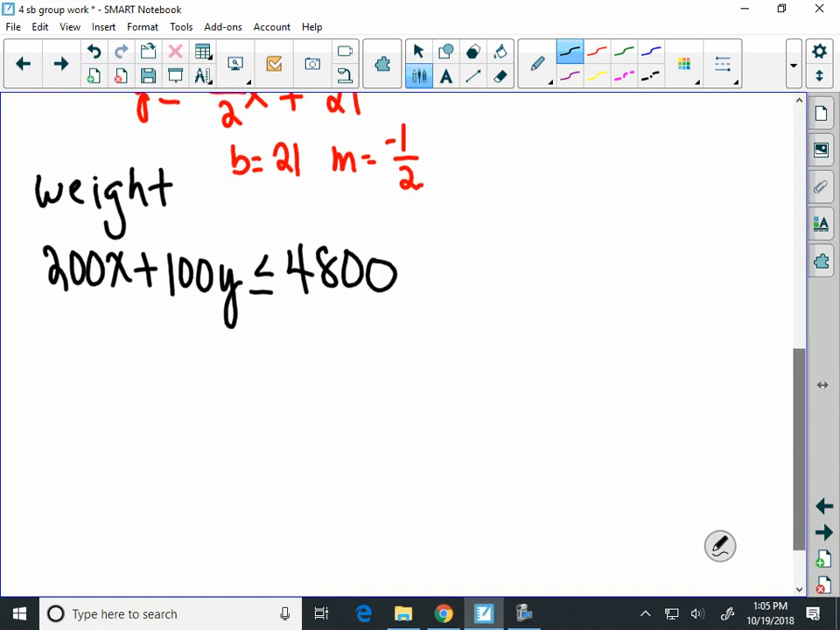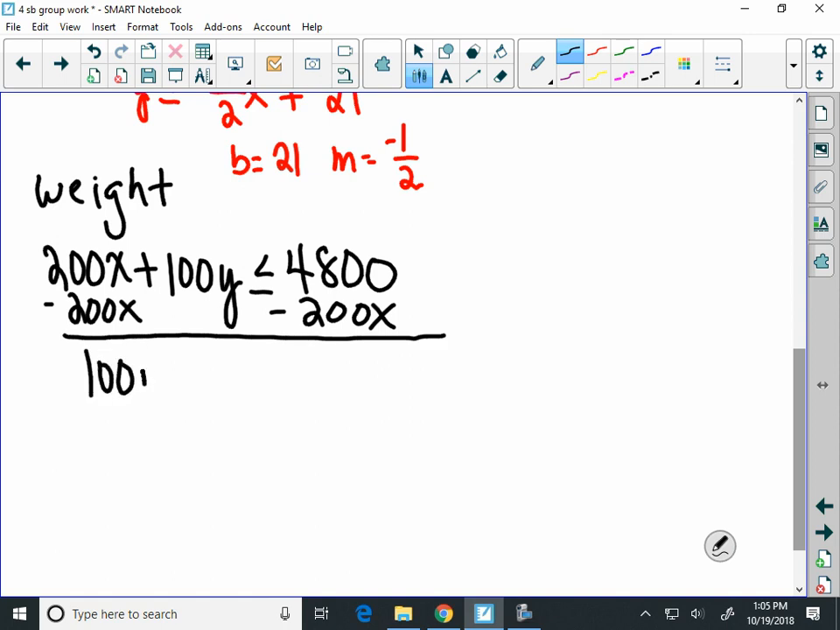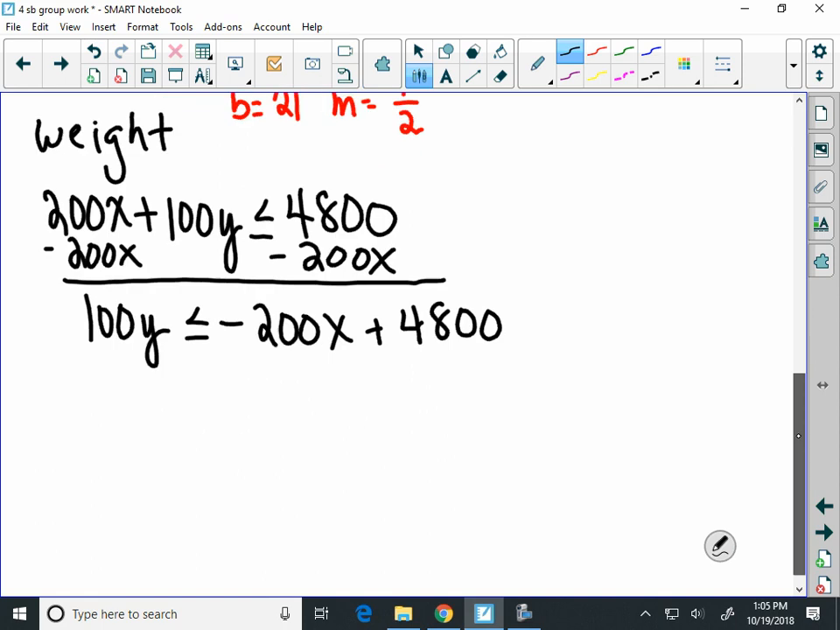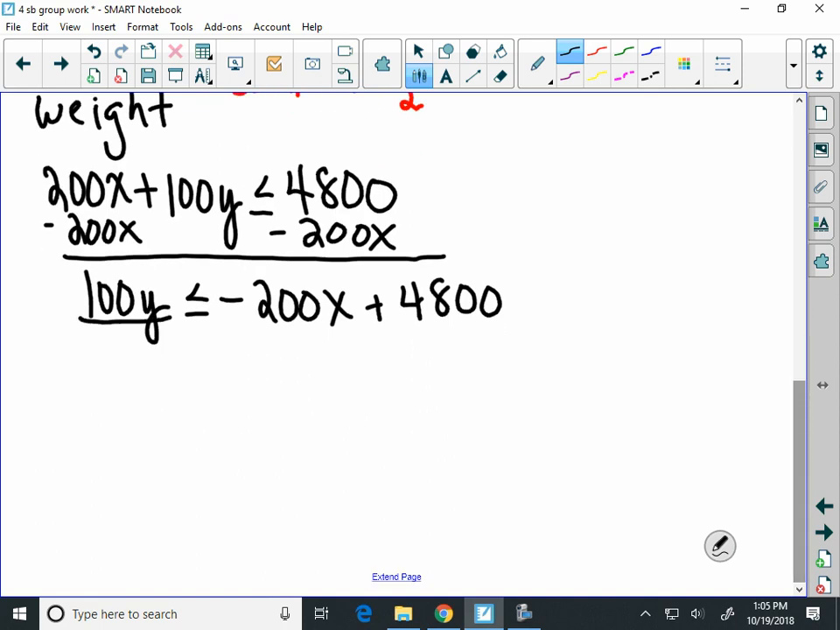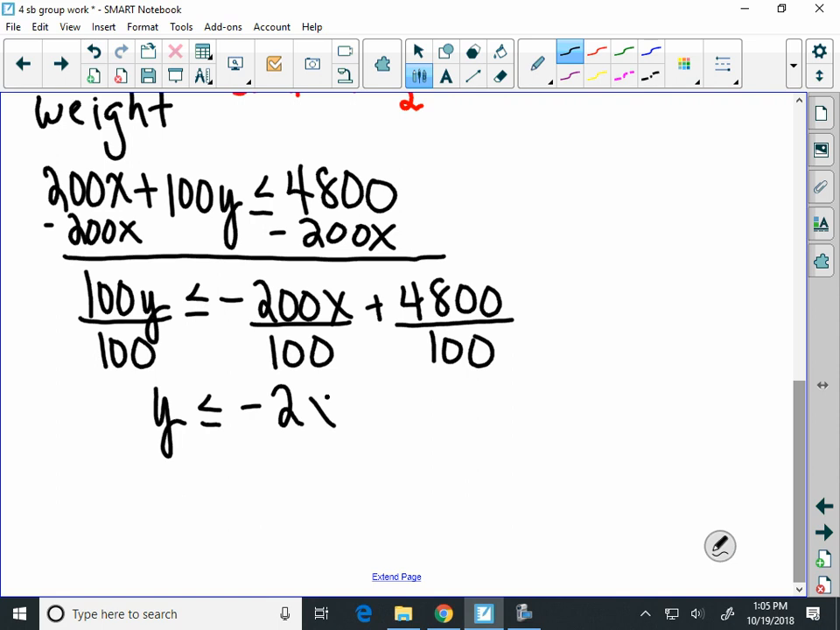So again, we need to solve for y. We're going to subtract 200x from both sides. And we end up with 100y is less than or equal to negative 200x plus 4,800. And then we're going to divide both sides by 100 to get y by itself. And we end up with y is less than or equal to negative 2x plus 48.